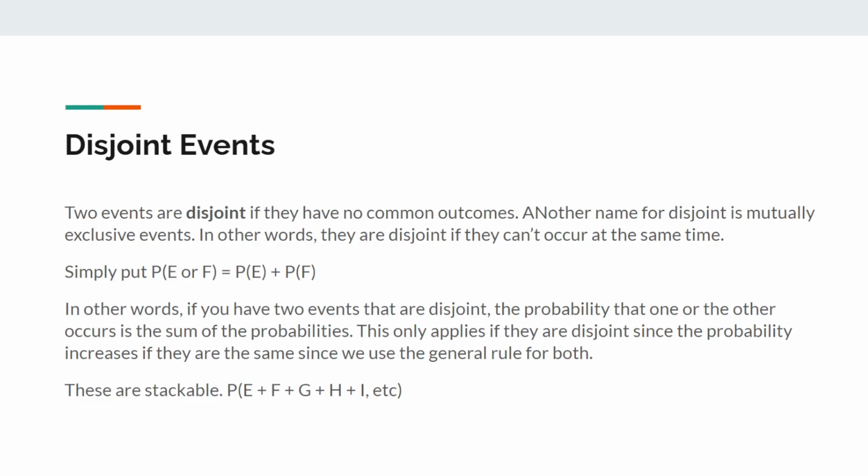For disjoint events, we can use this formula, which is P(E or F) equals P(E) plus P(F). I'll show you on the next slide, which is a diagram. In other words, if you have two events that are disjoint, the probability that one or the other occurs is the sum of the probabilities. That's pretty simple to understand, but I'll go into more detail later as well. This is also stackable. It's not just two events. It could be E plus F plus G. So the probability that event E, F, G, H, or I occurs is the sum of the probabilities.